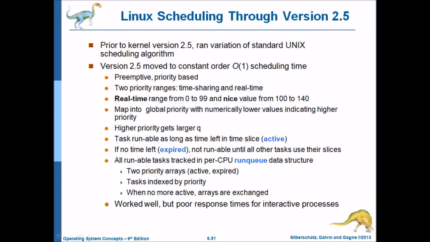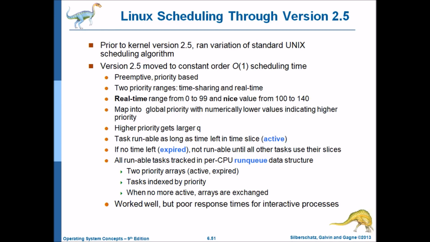So process scheduling in Linux has had an interesting history. Prior to kernel version 2.5, the Linux kernel ran a variation of the traditional Unix scheduling algorithm. From version 2.5, it moved to a constant order O(1) scheduling time, which in version 2.6 ran in constant time regardless of the number of tasks, and provides better support for SMP systems. However, it yields poor interactive performance.